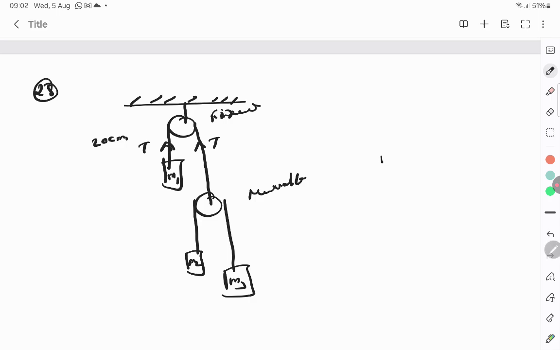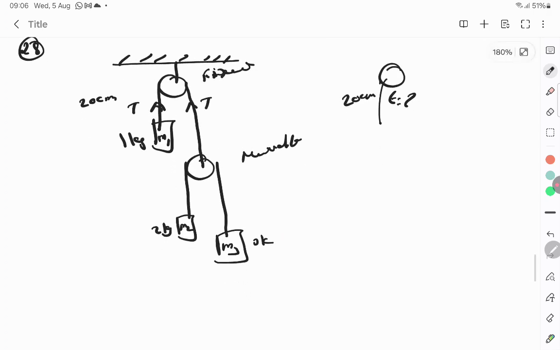So M1 has to rise up and strike the pulley, which means it has to move through a distance of 20 centimeter. They are asking for the time. In this sum, they seem to have given M1 to be 1 kg, M2 to be 2 kg and M3 to be 3 kg.